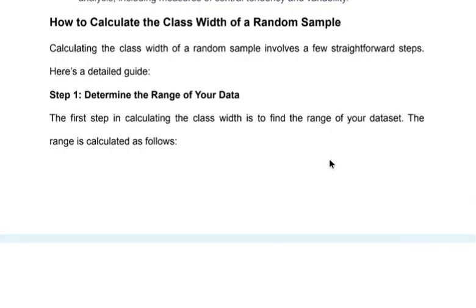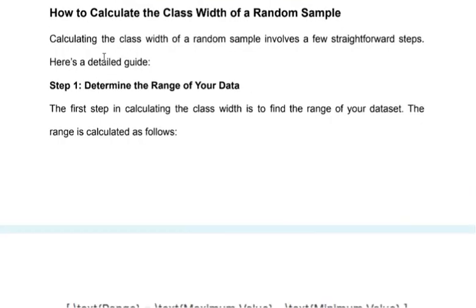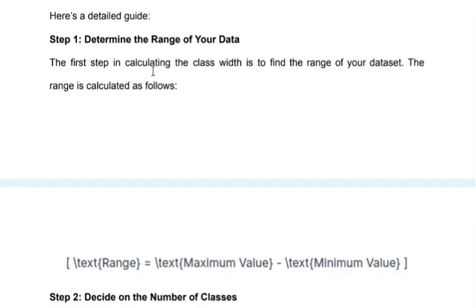How to calculate the class width of a random sample. Calculating the class width of a random sample involves a few straightforward steps. Here's a detailed guide. Step 1: Determine the range of your data. The first step in calculating the class width is to find the range of your dataset. The range is calculated as follows.